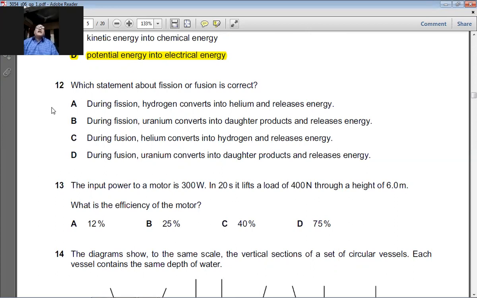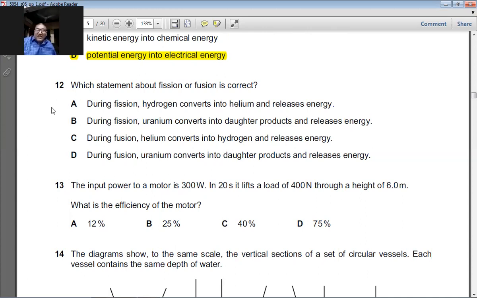Whereas in fission, what we do is take an atom and bombard its nucleus with neutrons, and that nucleus breaks and daughter nuclei are formed. So from a larger nucleus, we make smaller nuclei, and that is called fission. So which statement about fission or fusion is correct?